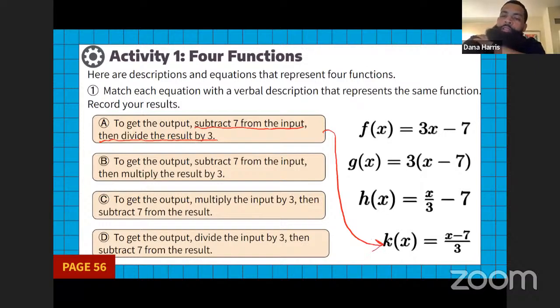Okay, next, we'll look at the second one, B. To get the output, subtract 7 from the input, then multiply the result by 3. So we're still going to subtract 7 first, then multiply. The only 2 that show the multiplication by 3 are f of x or g of x. But here we want to subtract 7 from the input first, then multiply by 3. So we want to go here, straight across.